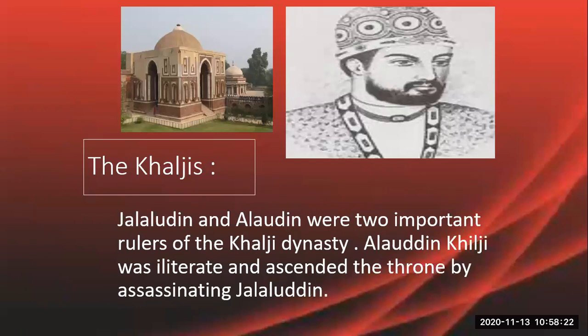Afterwards, the Khaljis are there. Jalaluddin and Alauddin were two important rulers of the Khalji dynasty. Alauddin Khilji was illiterate and ascended the throne by assassinating Jalaluddin. Jalaluddin was a clever kind of personality, and Alauddin was illiterate, so he ascended the throne by assassinating Jalaluddin. So the main rulers from the Khalji dynasty are Jalaluddin and Alauddin.